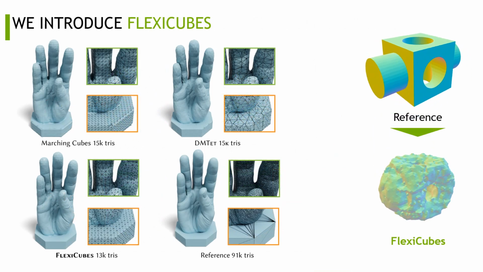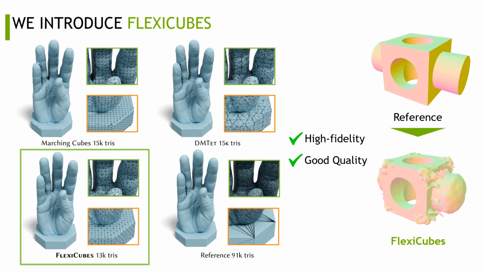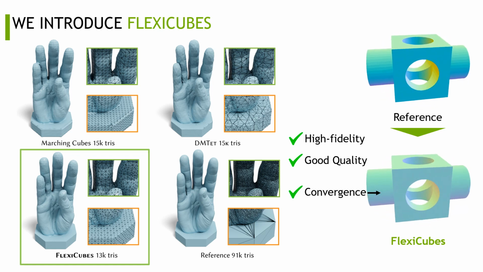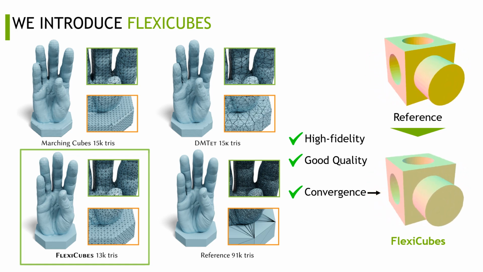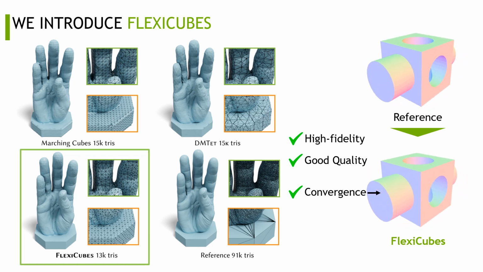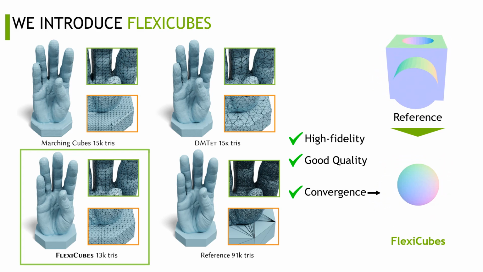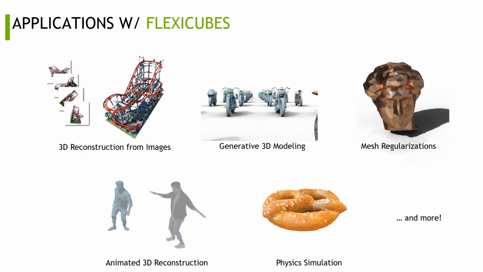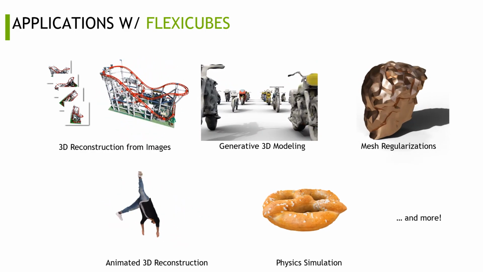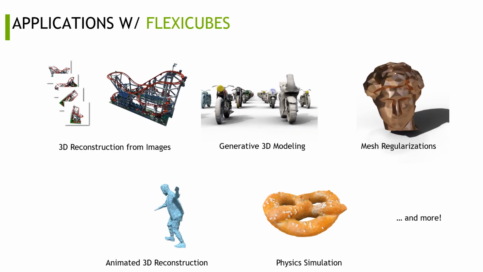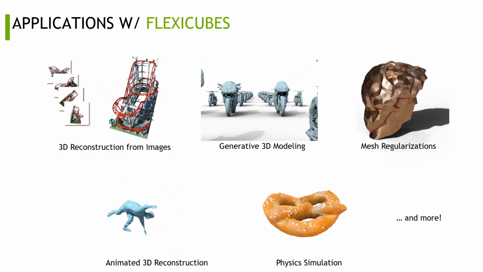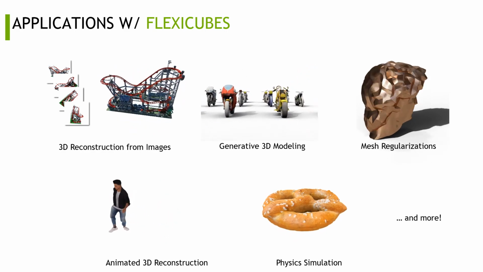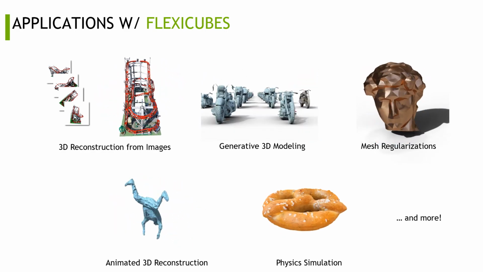Therefore, we present FlexiCubes. It introduces additional degrees of freedom to adjust the mesh geometry and connectivity. This facilitates better fitting of surface features with nicely shaped triangles, and also enables well-behaved differentiation. FlexiCubes serve as a drop-in replacement that improves the result in a range of applications, including 3D reconstruction from both multi-view images and animated sequences, generative 3D modeling, physics simulation, and topological optimization with respect to energy functions.